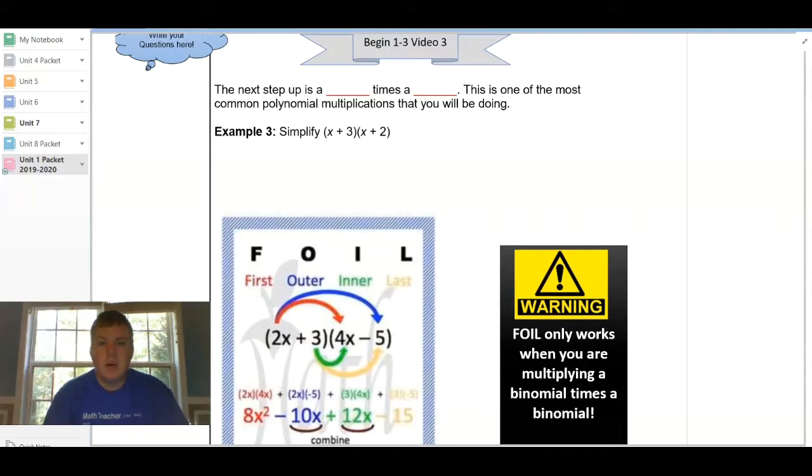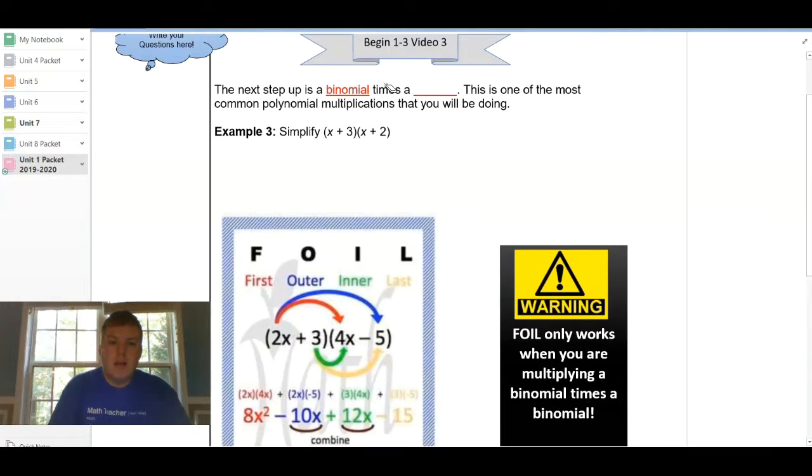Alright, so in this video we are going to take the multiplication one step further. We're going to multiply a binomial times a binomial. That means we're taking one expression that's two terms, and we're going to multiply it times another expression that's two terms. So we're asked to simplify the quantity x plus 3 times x plus 2. What we want to do is distribute each of the pieces in the first expression to each of the pieces in the second.